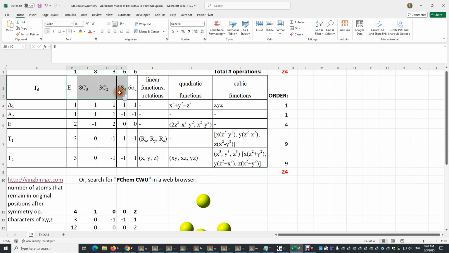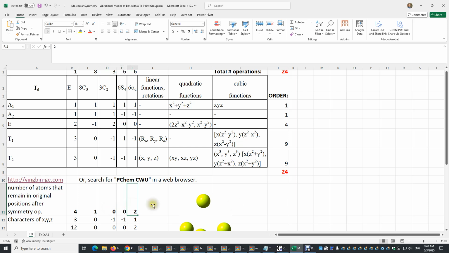First, we look at these 5 different types of symmetry operations and determine the number of atoms that remain in their original positions after this symmetry operation. If we do nothing, all 4 atoms remain in their original positions. If we do a C sub 3 rotational operation, only 1 atom stays in its original position. What if we do C2 or S4? All 4 atoms will have to move out of their original positions, so it's going to be 0 and 0.